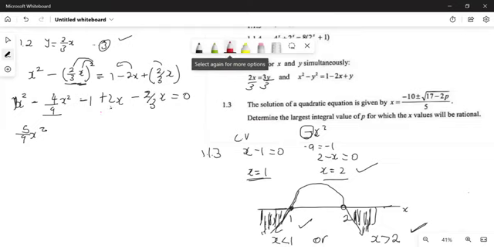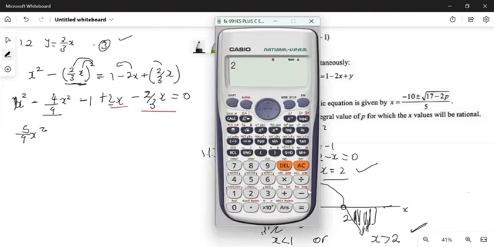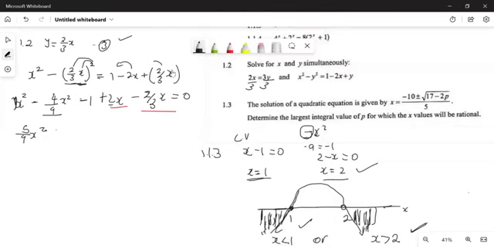The like terms are what and what? 2x and negative 2 all over 3x. So here you will have 2 minus 2 all over 3, and then it gives us positive. So we'll have plus 4 all over 3x minus 1 is equal to 0. Okay. What do you propose to do from here?